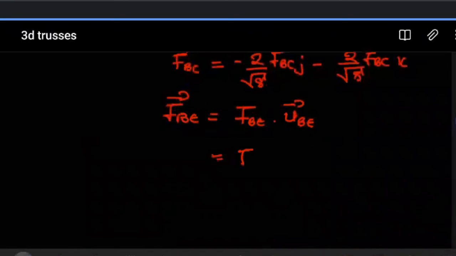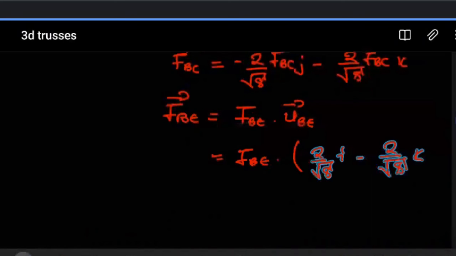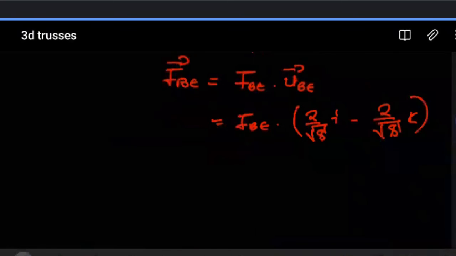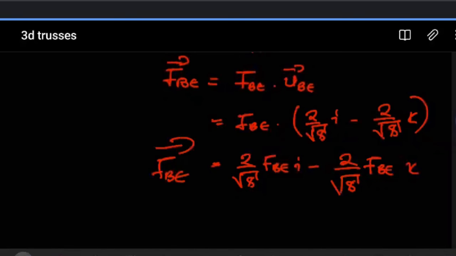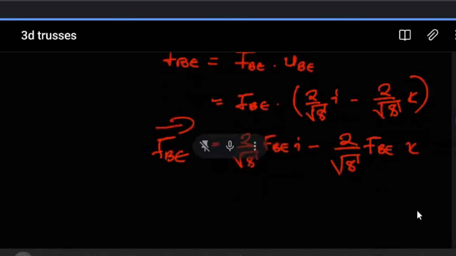It becomes FBE multiplying the unit vector. So we have 2 over root 8 FBE i minus 2 over root 8 FBE k. Okay, so this becomes FBE. Now all our forces have been expressed in Cartesian vector form. So the only thing left now is to sum the forces. So any questions up to here?